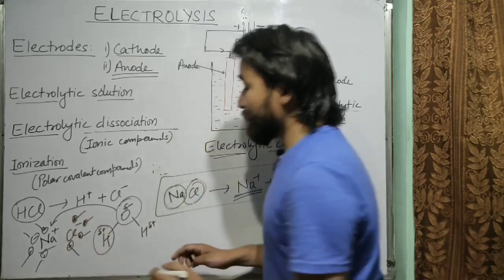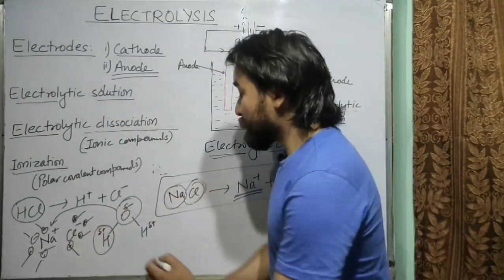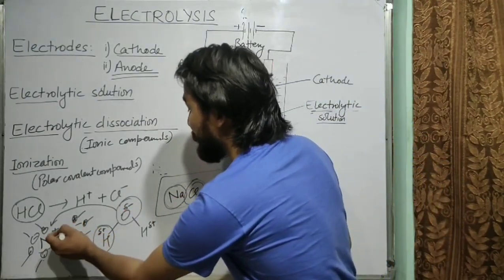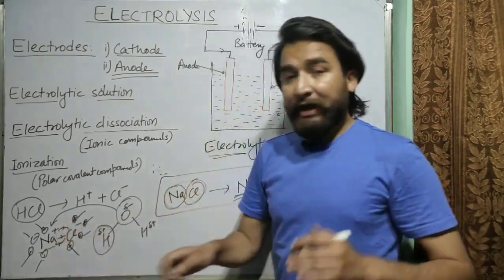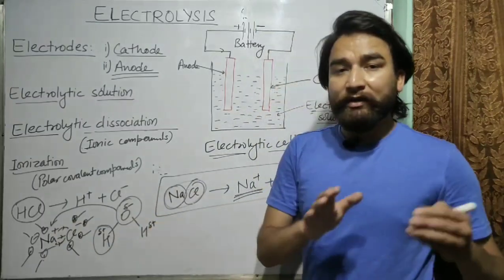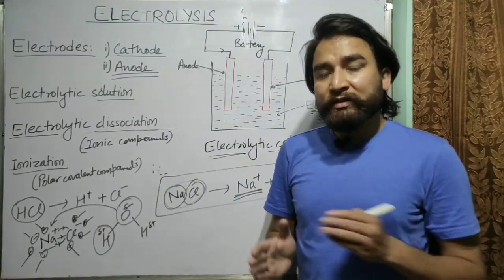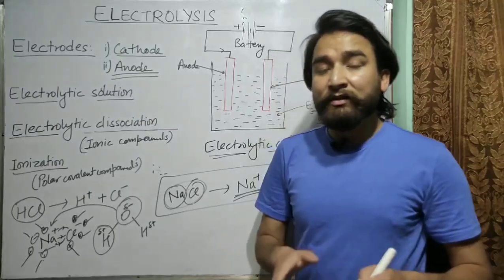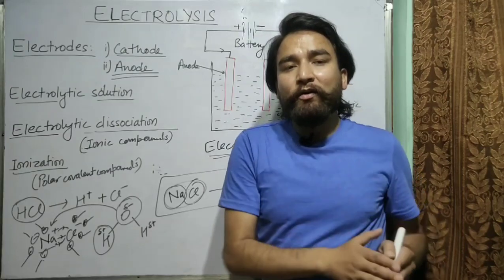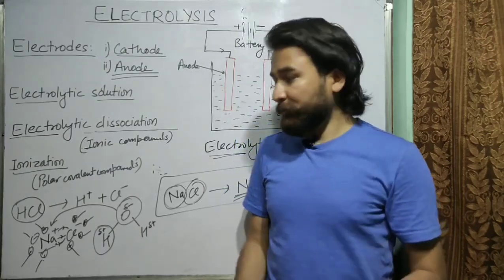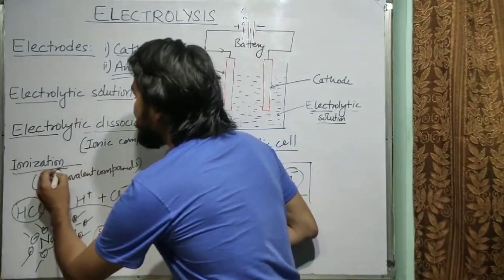Because of the force of attraction from these positive and negative parts, what will happen? The electrostatic force of attraction between the sodium and chloride ions gets weakened. It will become weaker and weaker, and due to this the sodium and chloride ions will be separated from the compound. So this is how the separation of sodium and chloride ions takes place. Not only sodium and chloride ions, but the separation of all the ions of ionic compounds takes place in the same manner. Now we will see how ionization takes place.